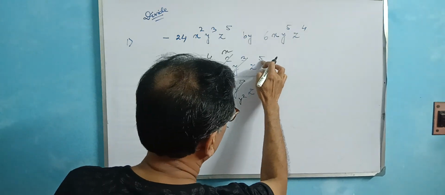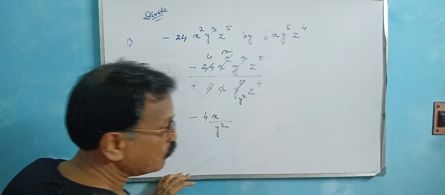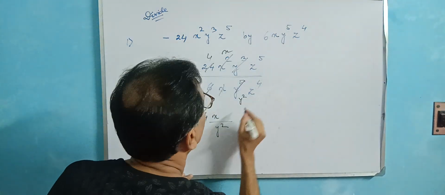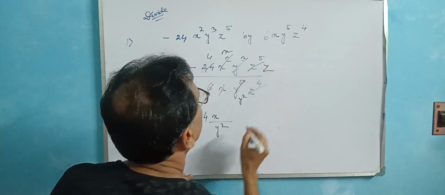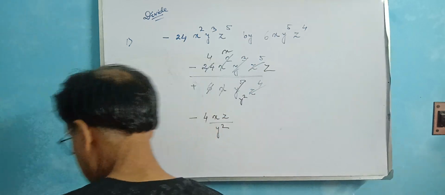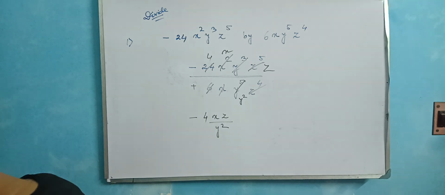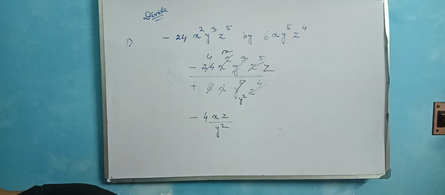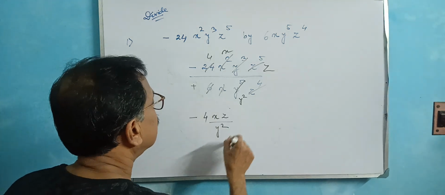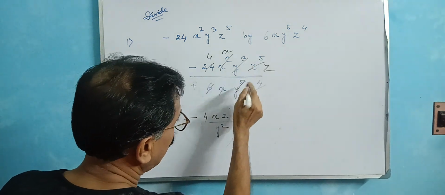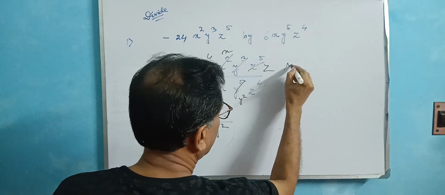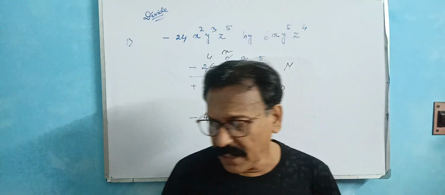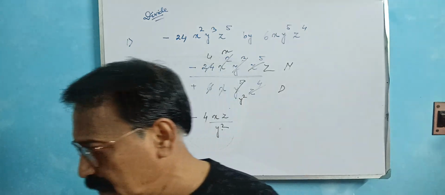And this is z to the power 5. And this is down z to the power 4. That means here 5 times z into z into z and there is 4. So here cut off, this is z. So this is the answer. This is the answer, minus 4xz by y square. Very important this. This is the down part. This is the numerator and this is the denominator. So this is the denominator part. Okay. Very easy. Just formulate in this way.